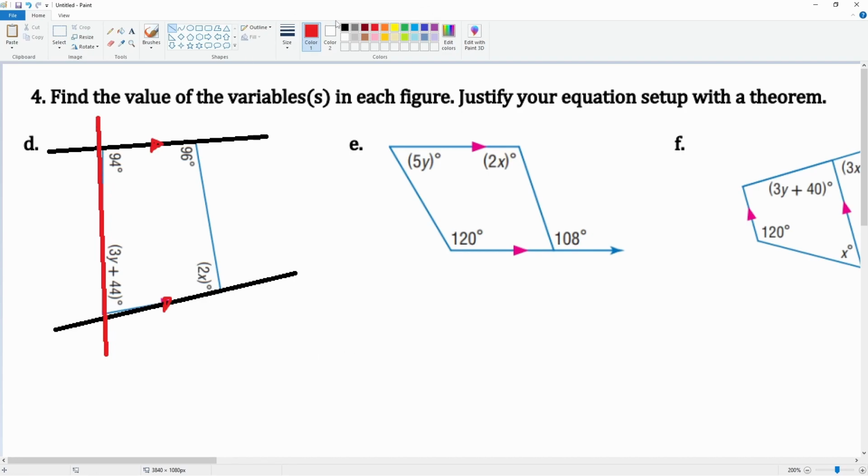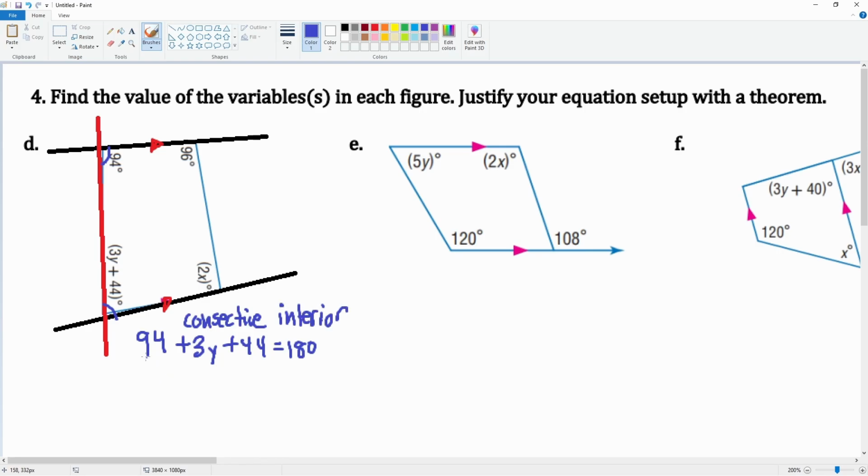So here, we can actually get our first angle relationship if you see it. Notice these are both on the inside on the same side. So we know that 94, that looks ugly, 94 plus 3y plus 44 is equal to 180 because this is consecutive interior.